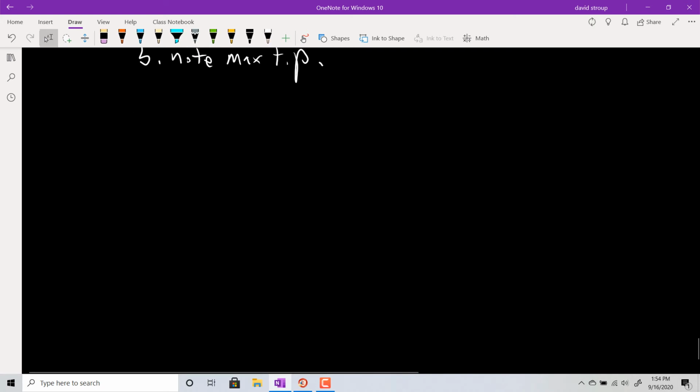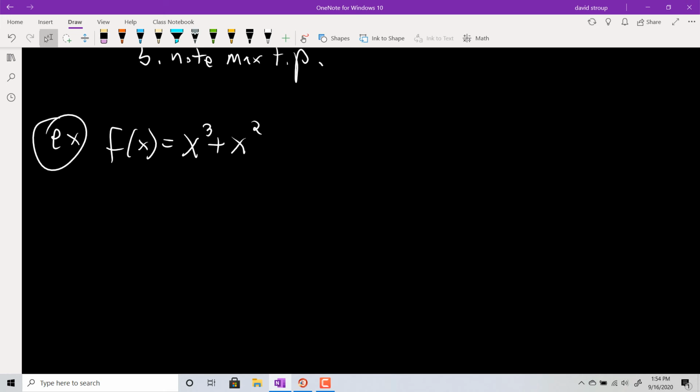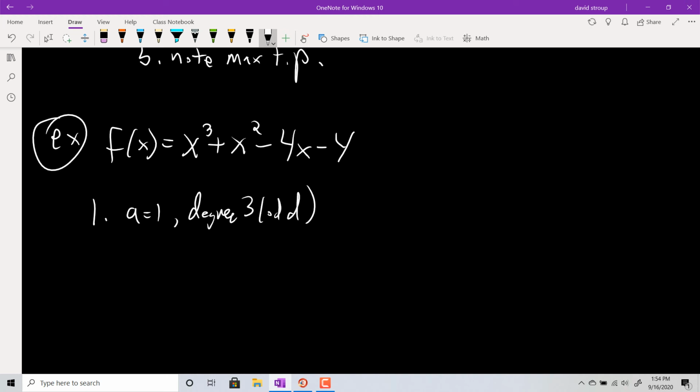Okay, so let's try one or two. Here's an example. f of x is x cubed plus x squared minus 4x minus 4. Okay, so first the end behavior. The leading coefficient is 1, and its degree is odd. The degree is 3, right? So it's odd. So it has that linear behavior going up. It's going to go like that, and then do something crazy, and then go like that.